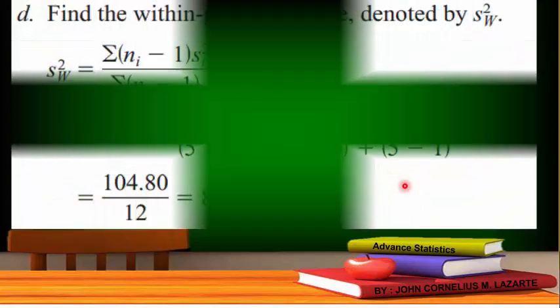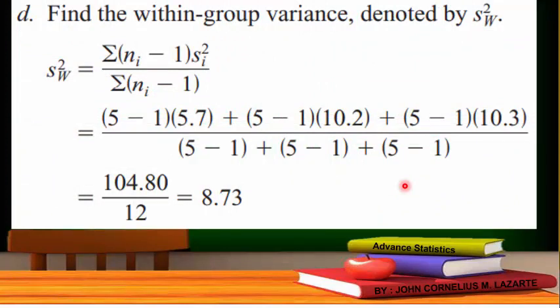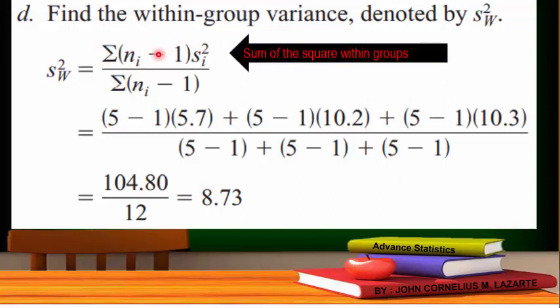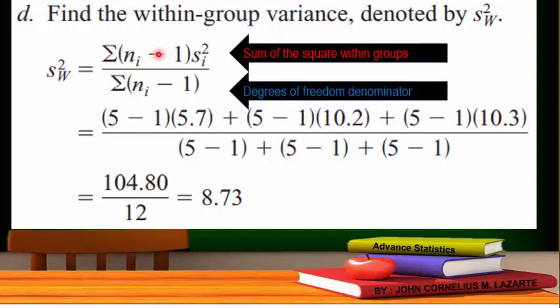Proceeding to the next step, we now find the within group variance, denoted by s squared sub w. It is equal to the summation of quantity n minus 1 times the variance, all over the summation of quantity n minus 1. Here in this formula, the whole numerator is what we call the sum of squares within groups, while the denominator is the other form of the degrees of freedom denominator.